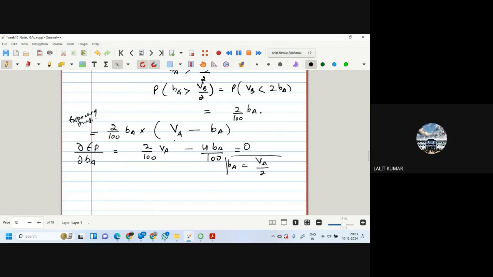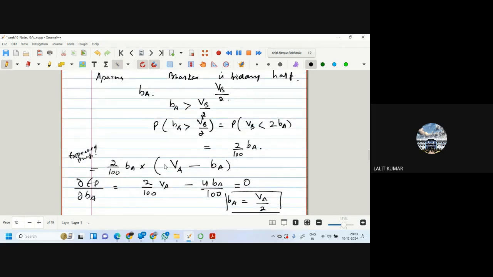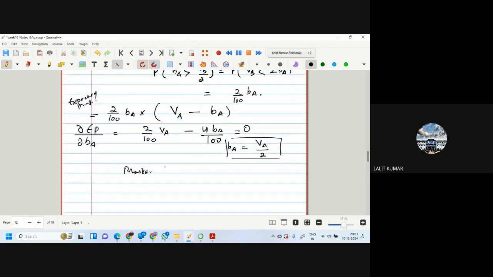Similarly for Bhaskar, in any condition. We saw one condition where Aparna thought Bhaskar would bid his full true value, and then also she should bid only VA by 2. And if Bhaskar is bidding half, then also her bid is VA by 2. Similarly, symmetrically, Bhaskar will also bid VB by 2. This example is given to prove that in a first price auction, the equilibrium is n minus 1 over n into Vi.